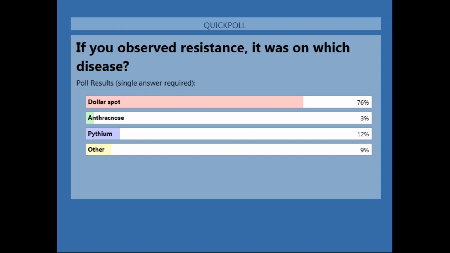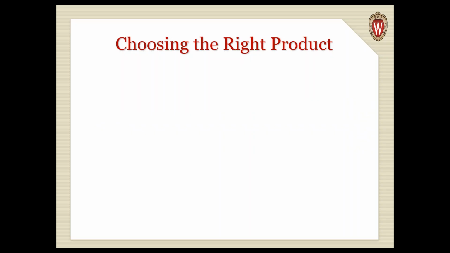So, all right, not that surprising there. Dollar spot being far and away the most common disease that we've observed resistance to, and that's no surprise because it is the disease for many areas of the country that we spray the most for. So pythium, I imagine most people down there are probably from the Mid-Atlantic or Southeast that spray for pythium on a regular basis.